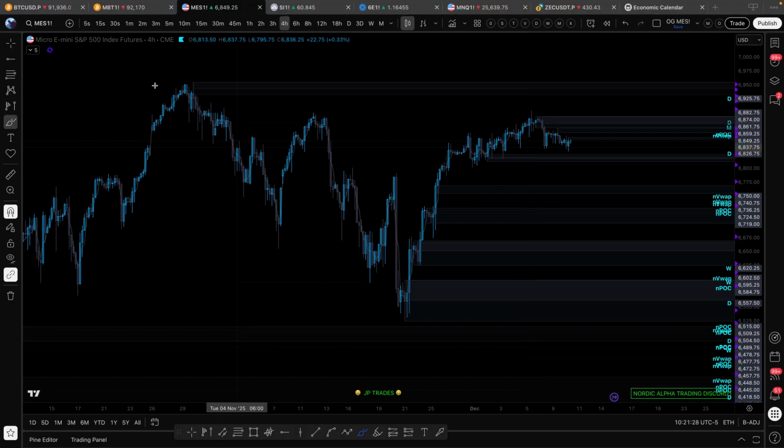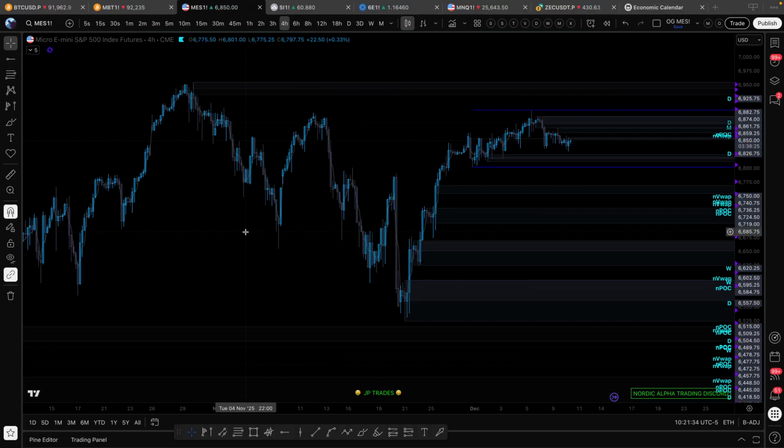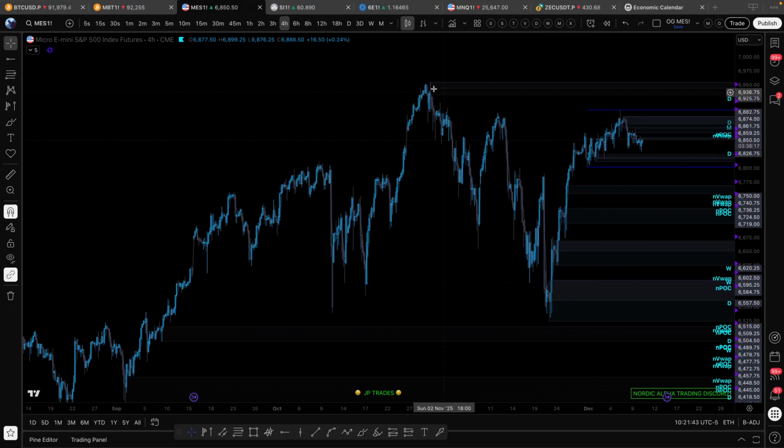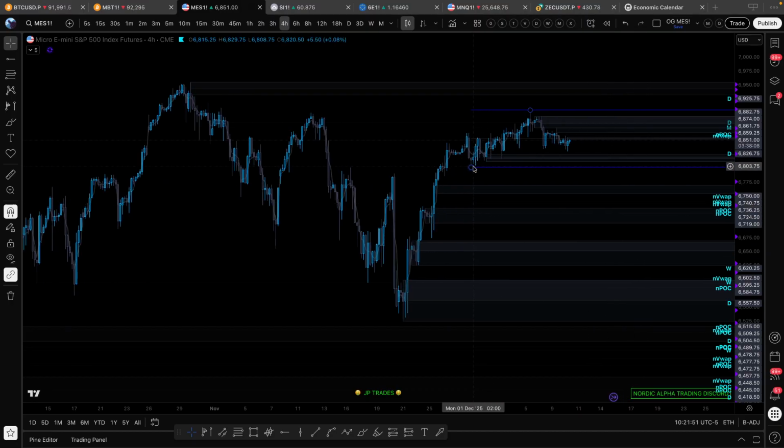What I would be looking at is this high and low here. If we break above this high and we don't SFP this high, we have a good chance of going to the all-time high. If we break this low here, we have a very, very good chance of coming down for a larger retracement.